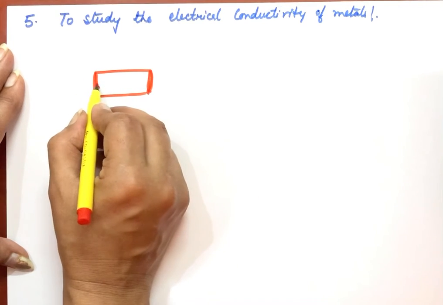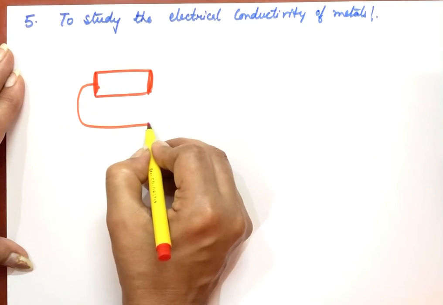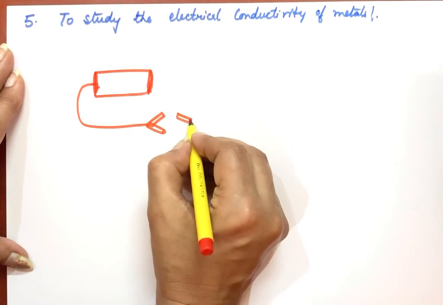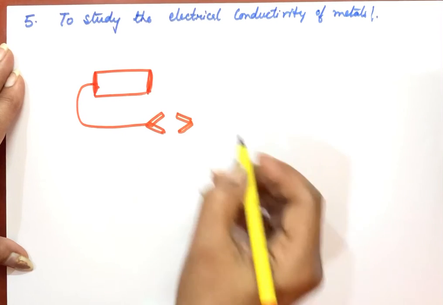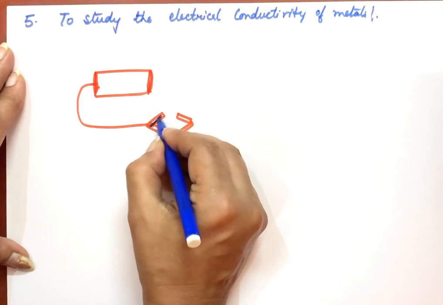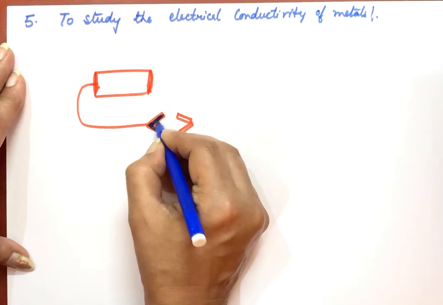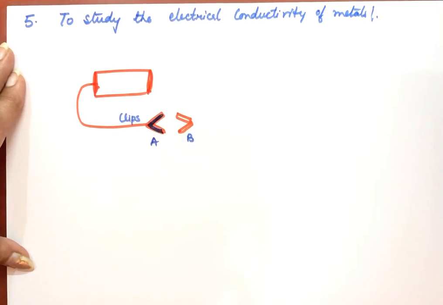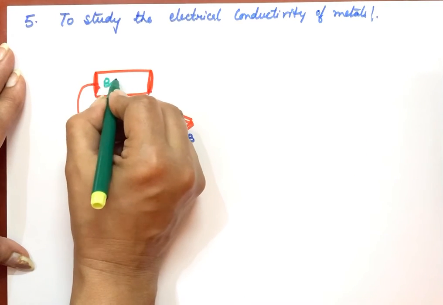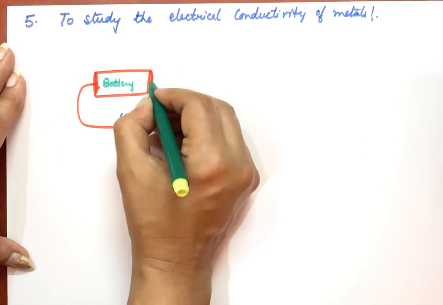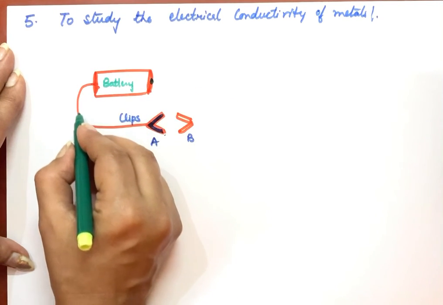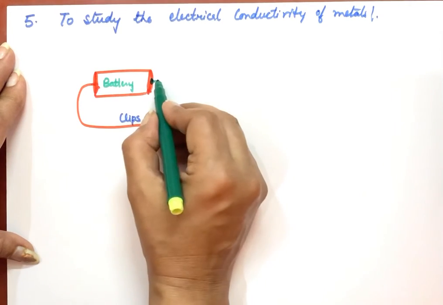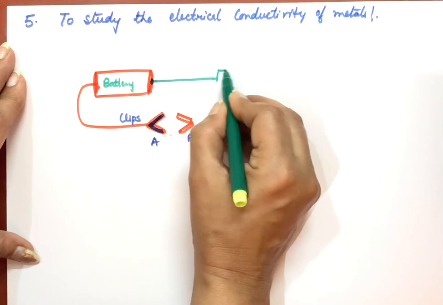And then there's a wire here. This is attached to a clip. Two clips we are taking. One is clip A, one is clip B. So this is A, this is B, and these are clips. This is the battery. The two ends: one end is connected with the clip and this other end, this wire, we are connecting with the bulb.